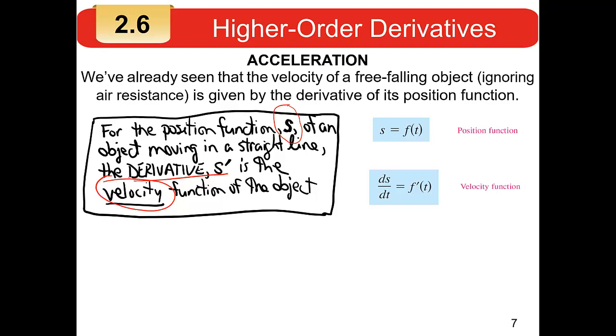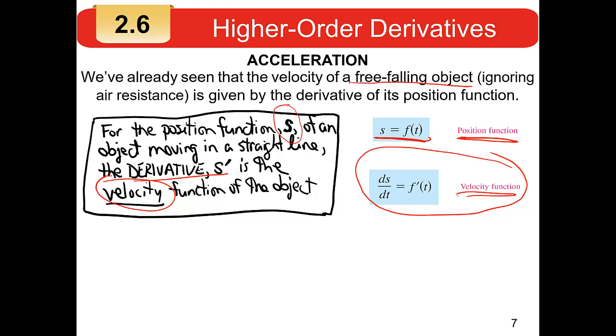So if you start out with some function which tells you the position of an object, in this case, if we're talking about a free-falling object, it would be the height above the ground, or it could be written in terms of how far it's fallen, but most of the time it's height above the ground. You just have to read what the s stands for in a particular problem. In any case, the important thing is the derivative of this position function is the velocity function.